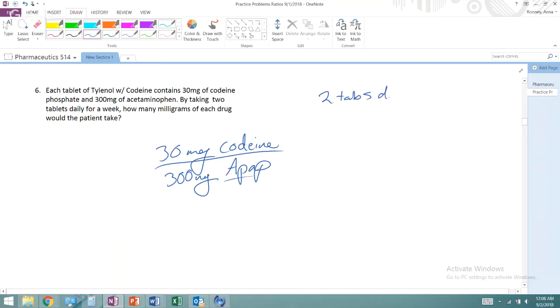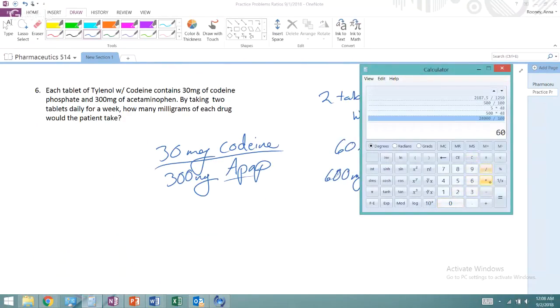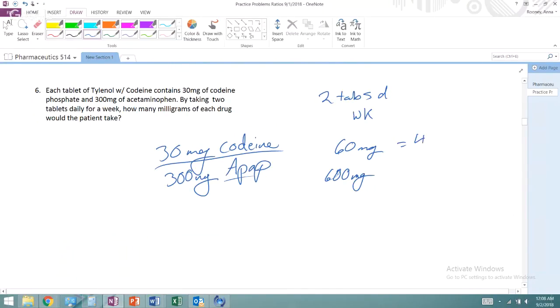All right, by taking 2 tabs daily for a week, so I'm writing down kind of the highlights, how many milligrams of each drug would a patient take? So they're taking 60 milligrams of codeine and 600 milligrams of APAP every day, and then we have to multiply that by 7. So let's just do 60 first, and that's 420 milligrams that they're taking a week.